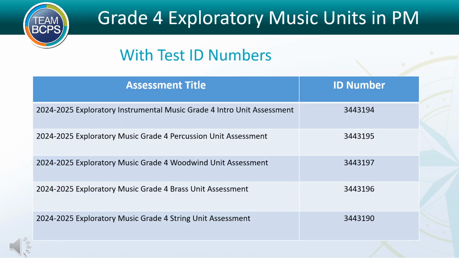There are 5 exploratory music unit assessments in the Performance Matters system, and they are listed on this slide along with their ID numbers. All of them are live for the 2024-25 school year, and test windows are set to all year to allow teachers access to them throughout the year as their carts rotate. An expectation of the office is that elementary instrumental music teachers administer all 5 of these assessments during the 2024-25 school year.